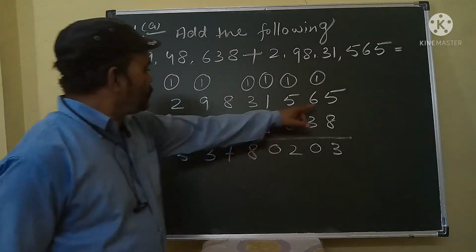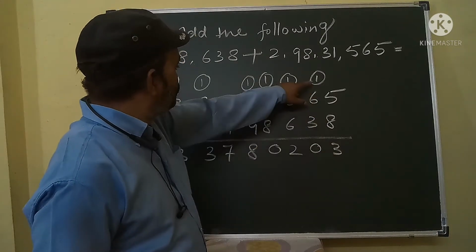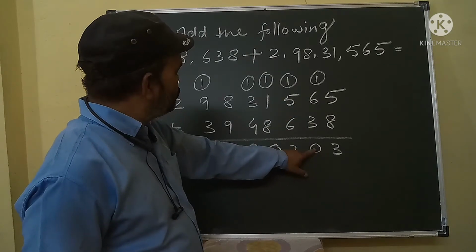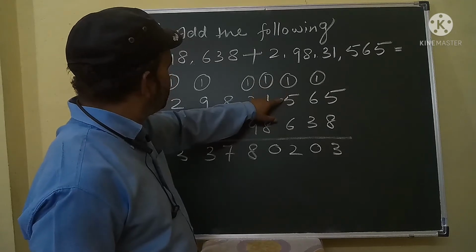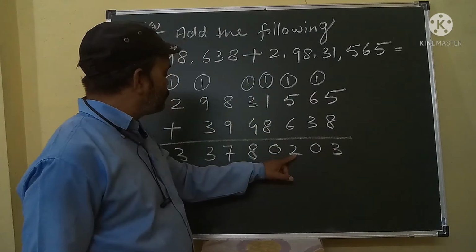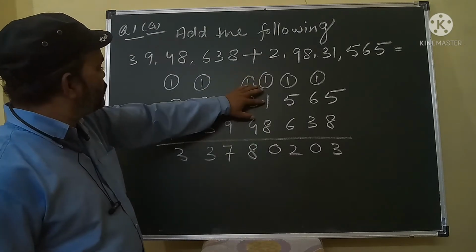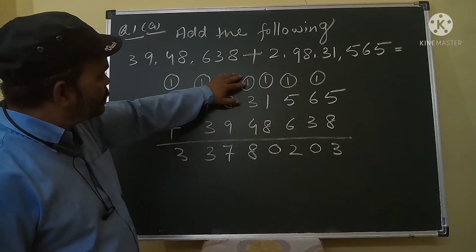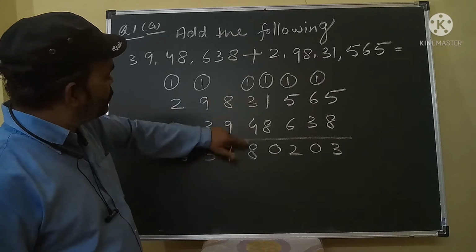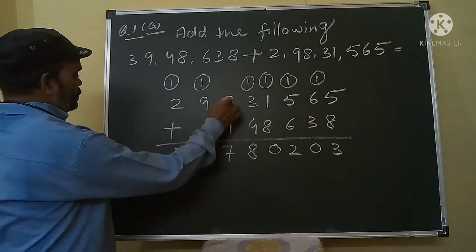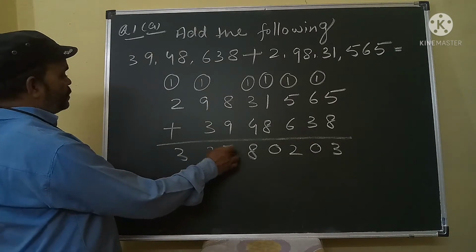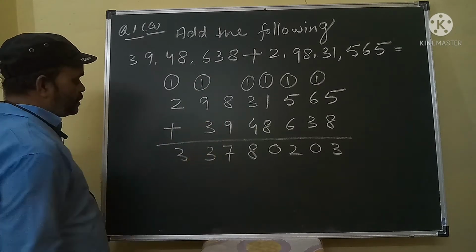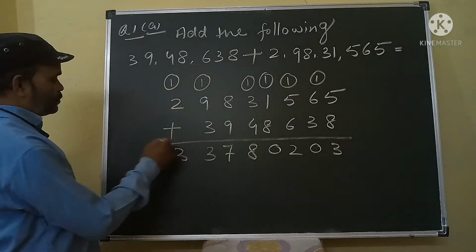Again I will explain. 5 plus 8 is 13, this is 3, carry over is 1. 1 plus 6 is 7, plus 3 is 10, this is 0, carry over 1. 1 plus 5 is 6, 6 plus 6 is 12, this is 2, carry over is 1. 1 plus 1 is 2, 2 plus 8 is 10, this is 0, carry over is 1. 1 plus 3 is 4, 4 plus 4 is 8, 8 plus 9 is 17, this is 7, carry over is 1. 1 plus 9 is 10, 10 plus 3 is 13, this is 3, carry over is 1. 1 plus 2 is 3.